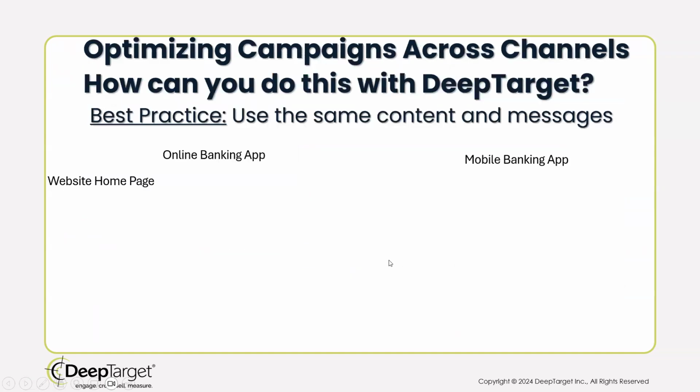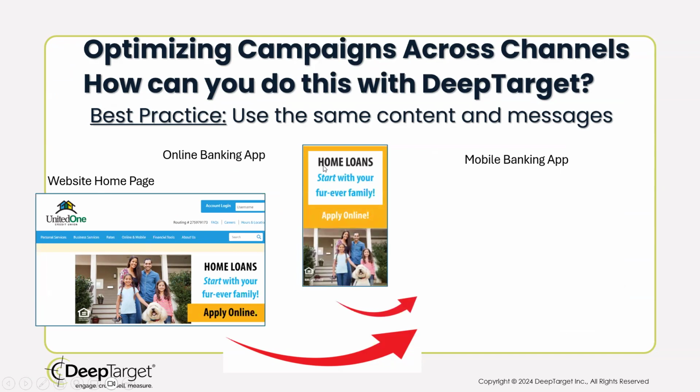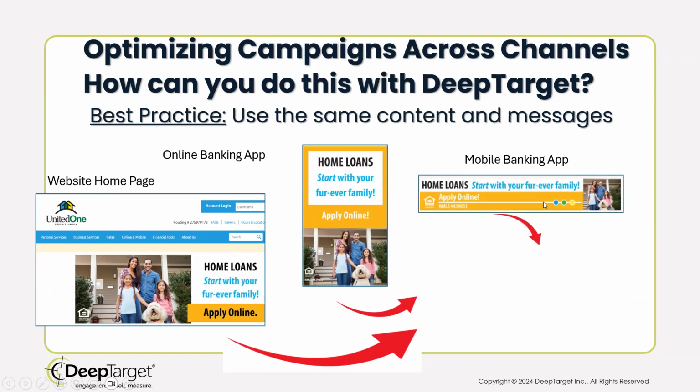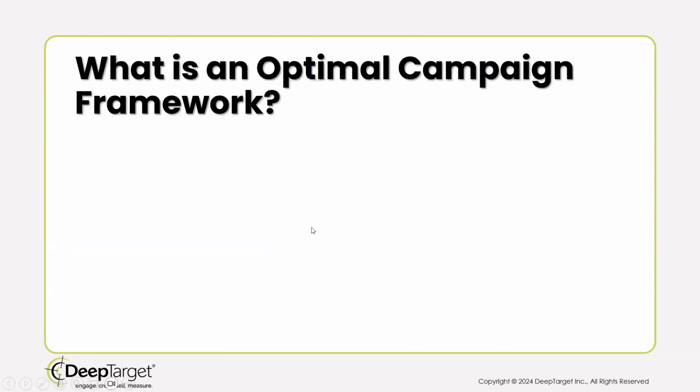Okay. So here's a great example for one of you guys. United One has a website homepage where they have a great looking set of ads, and they also have an online banking ad targeted for a particular generation, and then a mobile ad, and it all leads them back to their mortgage center for an online application page. So there's a great simple example of using 3 channels to engage, and knowing the team at United One, they're probably doing an email as well. So that's a great example, and I'm sure you guys are doing it. Just as a reminder, always keep that in mind.